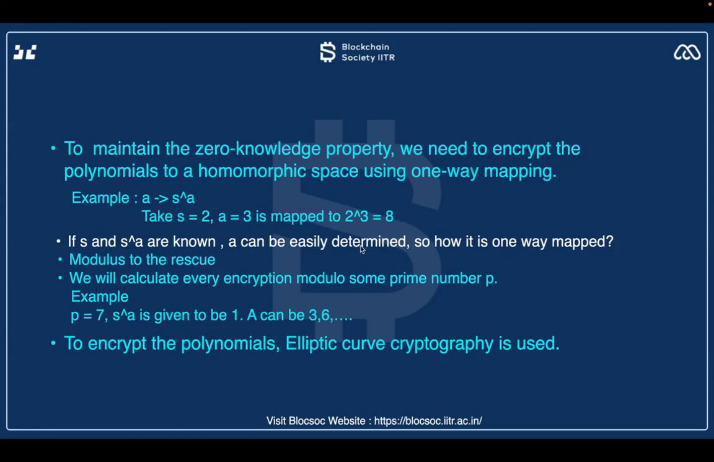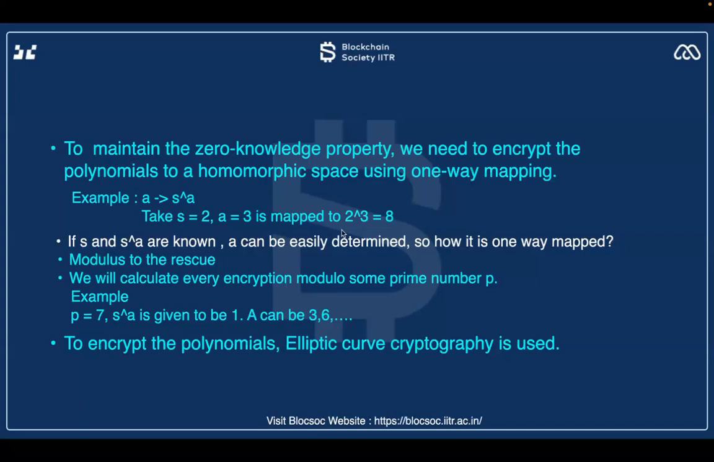So modulus to the rescue. We will calculate every encryption modulo some prime number p. So let's say after calculating s to the power a, we are also doing it modulo the number 7. So 8 will become 1. 8 mod 7 equal to 1. So now I am a prover, and s equal to 2 is known to both prover and the verifier, and a equal to 3 is only known to me. So after mapping it to the encrypted space, which comes out to be 8 mod 7 equal to 1, I gave it to the verifier.